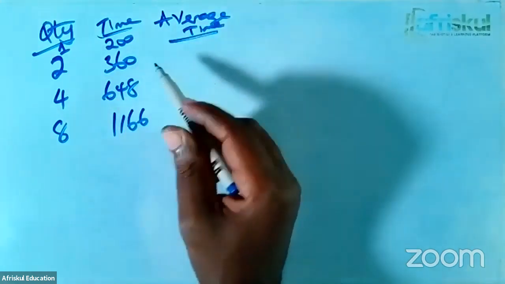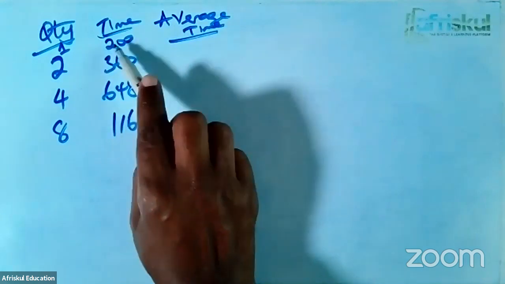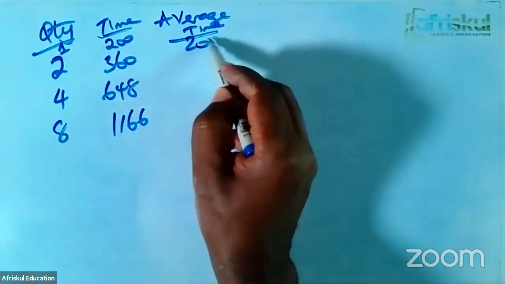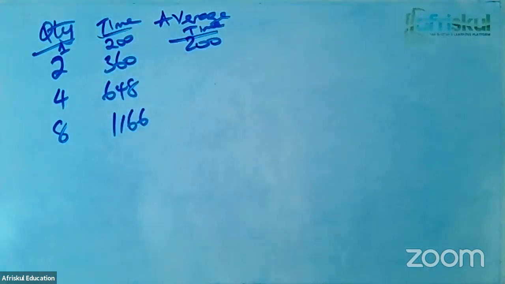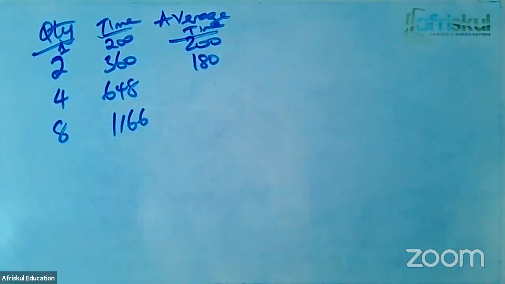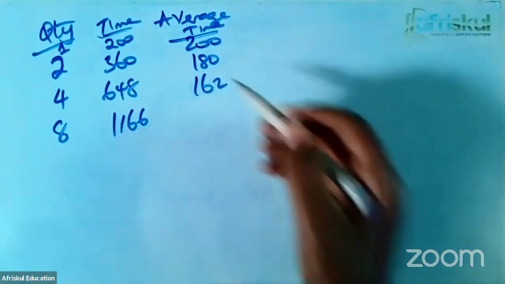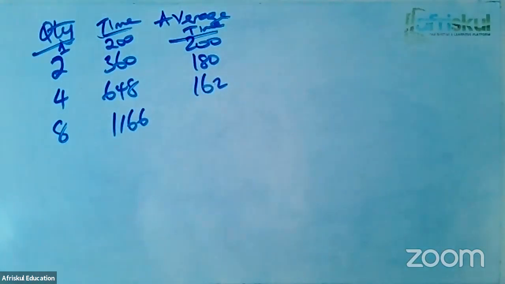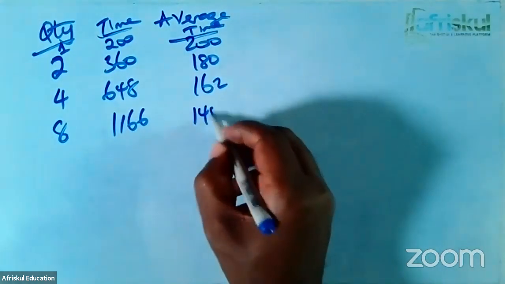So how do we get this average time? I'll take total time divided by quantity. So 200 divided by 1 gives me 200. 360 divided by 2 will give me 180. We have 648 divided by 4, which will give me 162. And then we have 1166 divided by 8, which gives me a time per unit of 145.75.